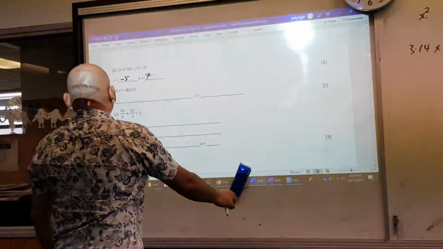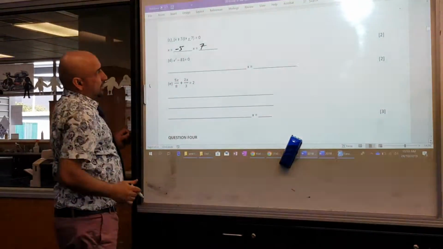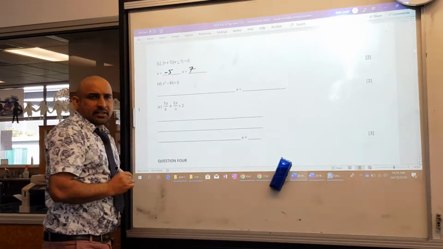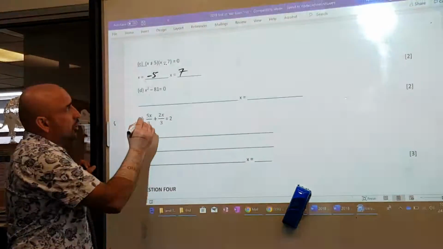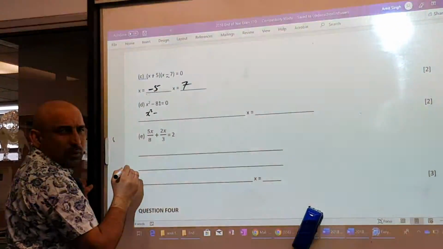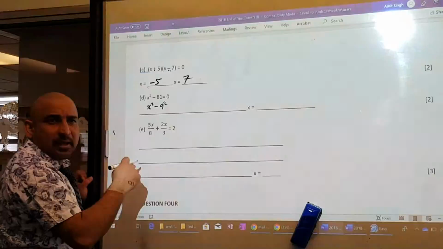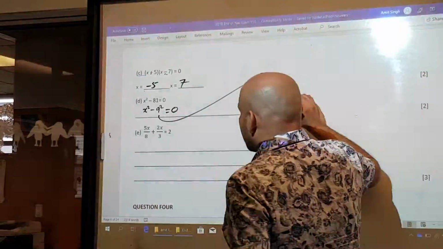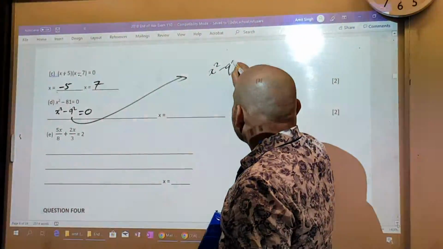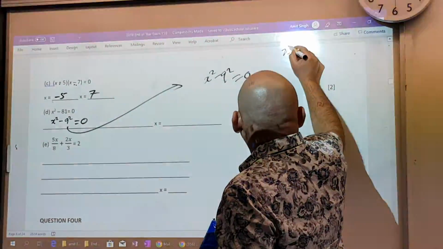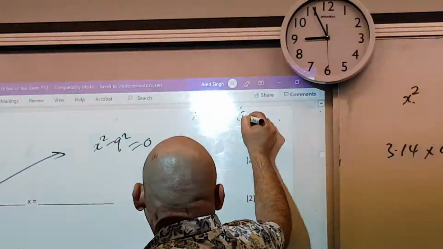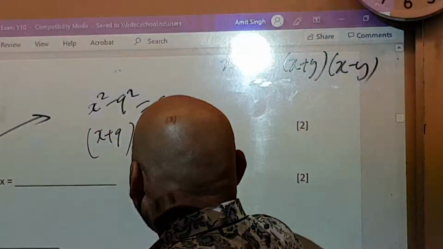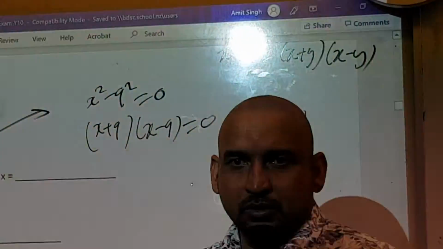And the second last question for algebra, you have x squared minus 81. What is x squared minus 81? So this is difference of squares. You have x squared. What is 81? 81 is the same as 9 squared, isn't it? 9 times 9 is 81, equals 0. So what's the rule here, guys? x squared minus 9 squared equals 0. If I give you x squared minus y squared, it is x plus y, x minus y. So this is x plus 9, x minus 9 equals 0.